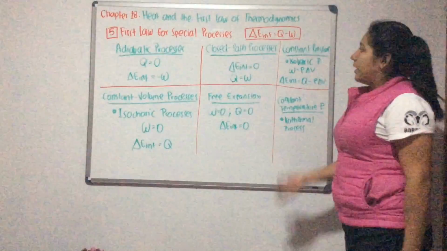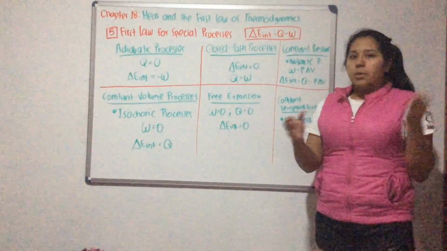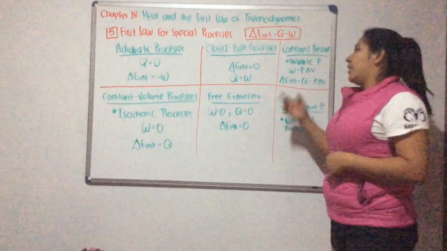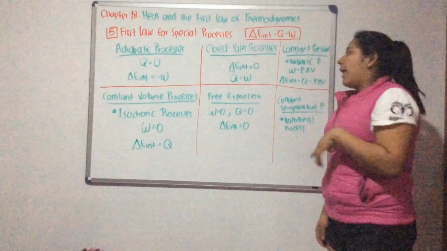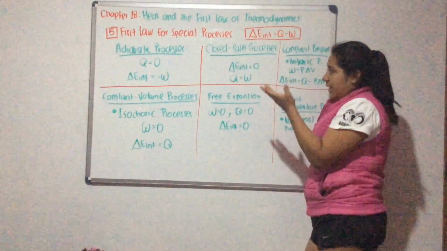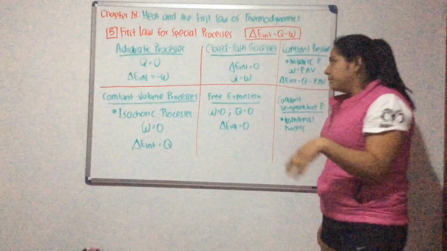Now, a closed path process is when a system returns to the state at which it started. So that means that the change in the internal energy is going to be equal to zero, and therefore the work done by the system is going to be equal to the heat absorbed into the system.